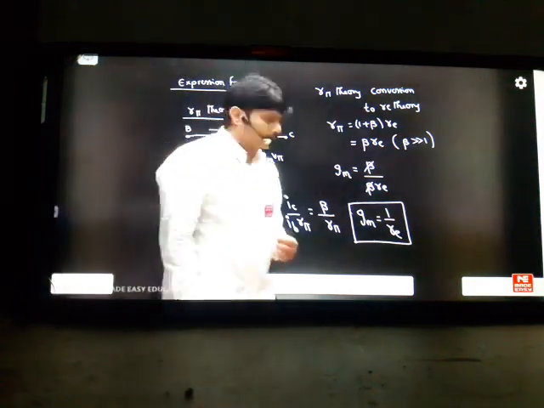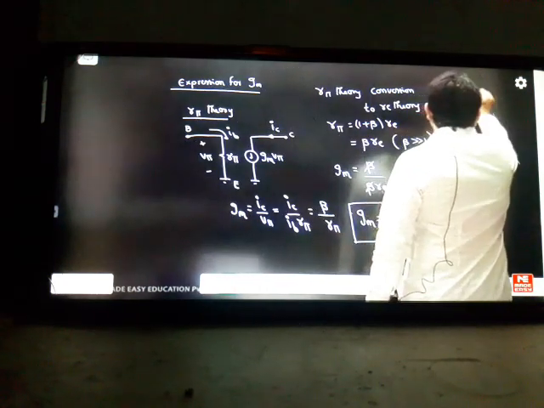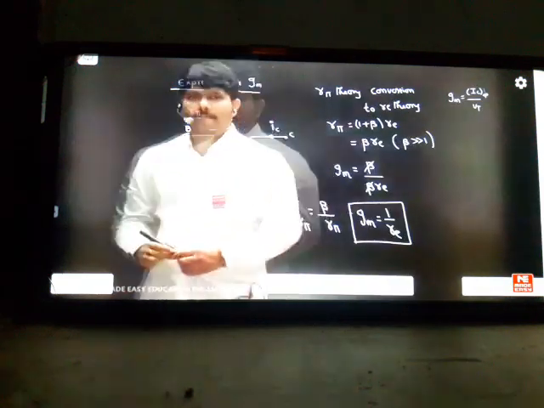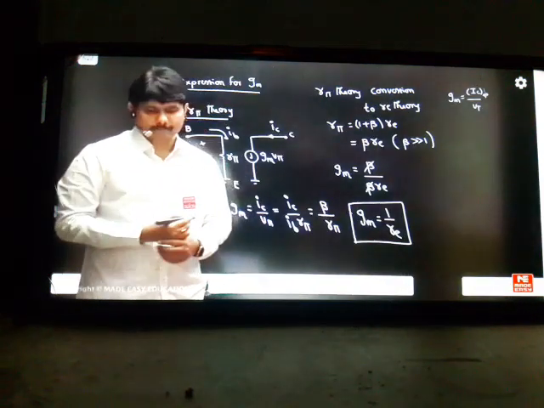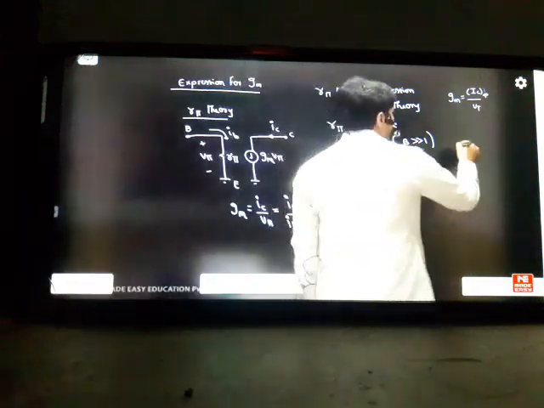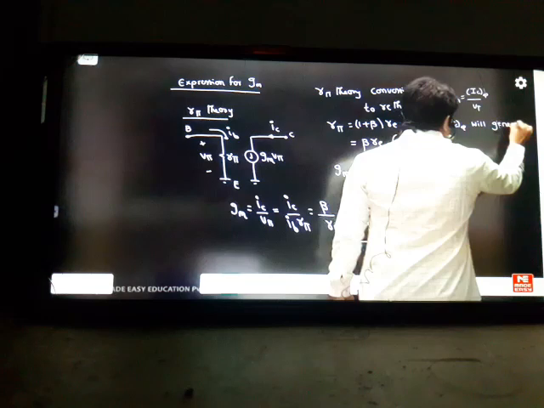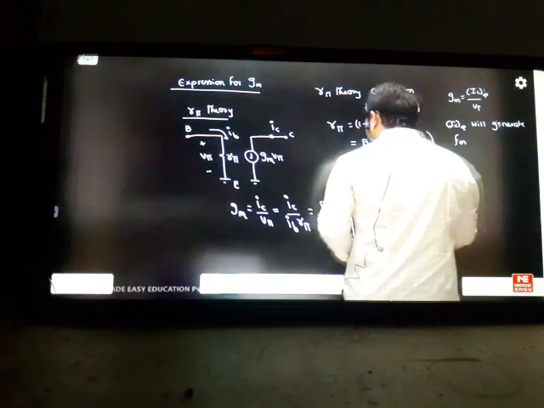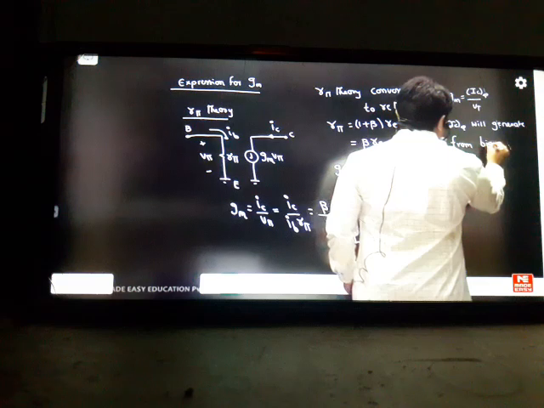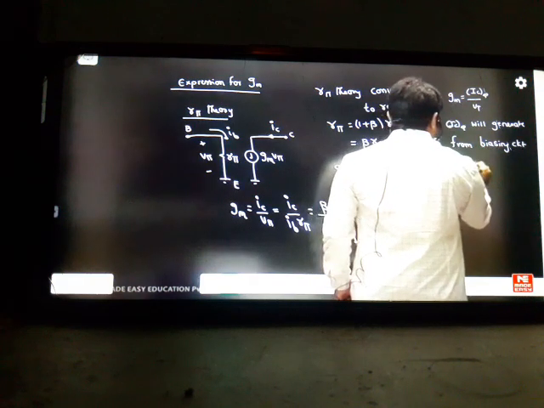And one more question asked by some student: sir, how will GM not be 0? What does it mean if GM is 0? The GM formula is ICQ divided by VT. Now 1 by Re is nothing but VT by ICQ. If you reverse it, it will become ICQ by VT. Then ICQ will be generated from the biasing circuit. So GM cannot be equal to 0.